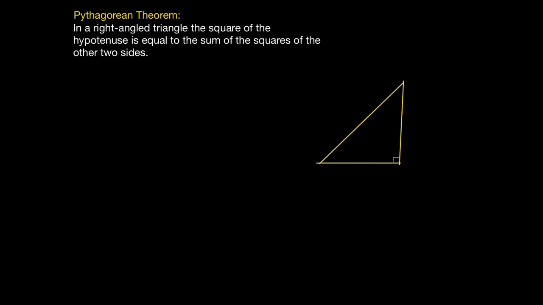So here it says, in a right-angled triangle. So we have a triangle for sure, but how do we know if it's a right-angled triangle? Because if we don't have a right-angled triangle, then we have no hopes of trying to use the Pythagorean theorem. So here's how we know.